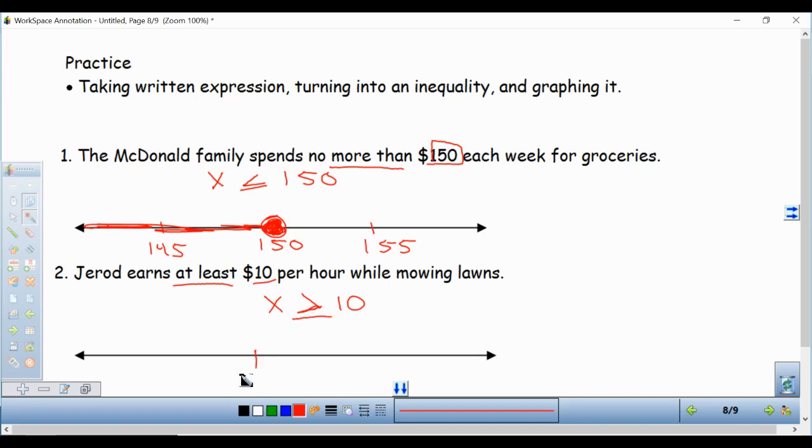So I'm going to make my number line. Let's put a 10 in the middle, 11, 12, 9, 8, and I put my circle on 10. So if x can be greater than or equal to, it means it can be 10. So I'm going to shade 10, and x can be anything bigger than 10. So I'm shading everything that's bigger than 10.